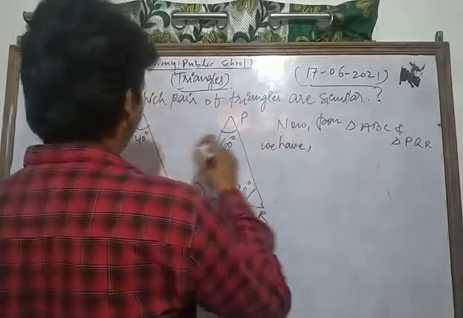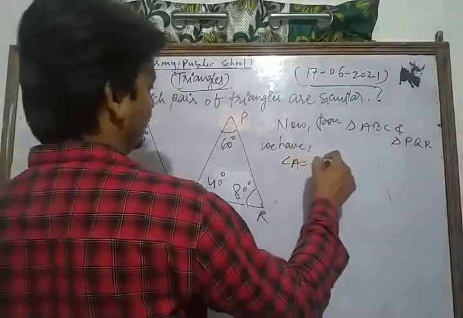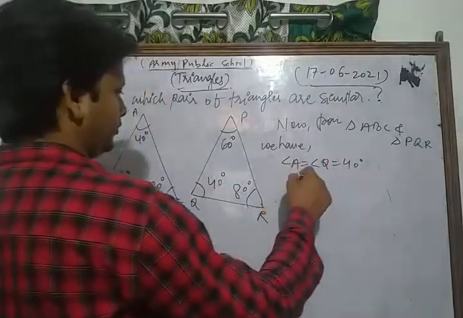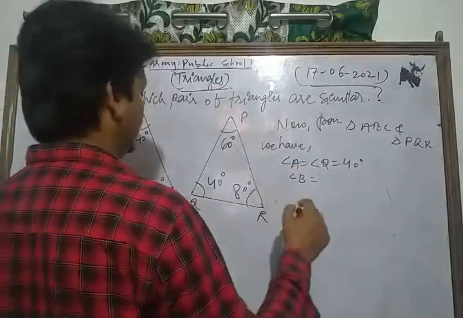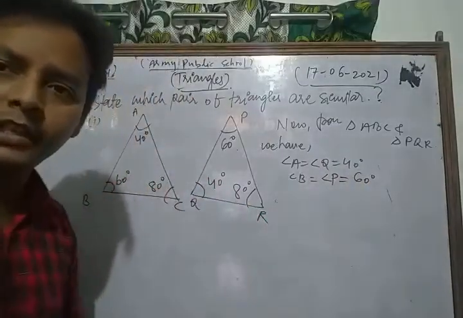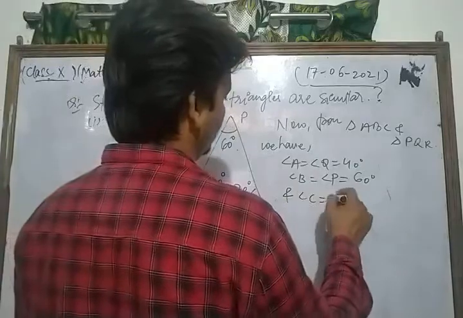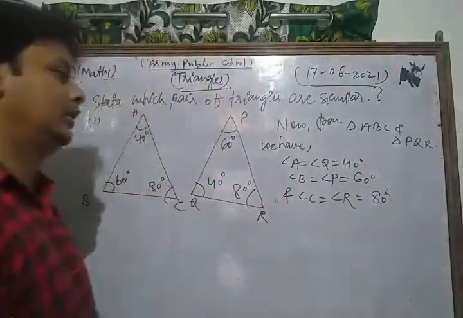we observe that angle A is equal to angle Q, which is equal to 40 degree. Okay, angle B is equal to angle P, which is equal to 60 degree. Okay, and angle C is equal to angle R, which is equal to 80 degree.